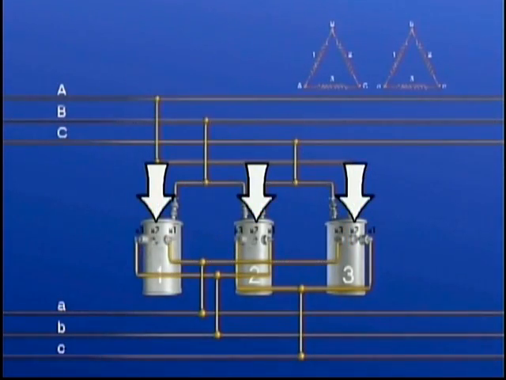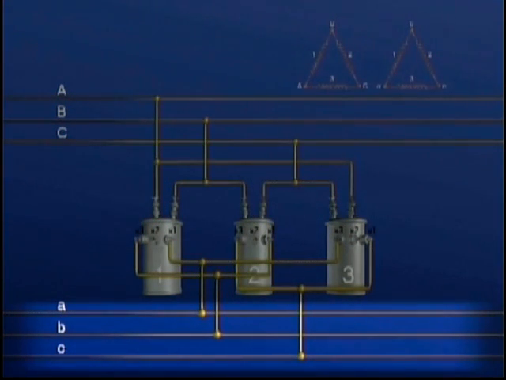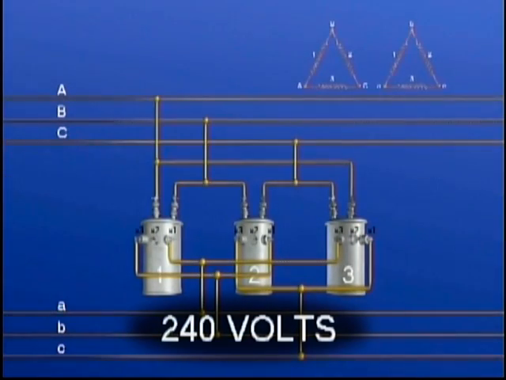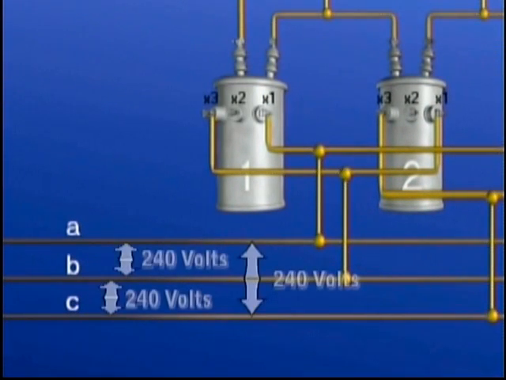You'll notice that no connection has been made to any of the X2 bushings in this bank. This means that in this example, each secondary line is being supplied with the full rated voltage of each secondary winding. The rated output of each of these units is 240 volts. Therefore, connections between any two of the secondary lines will supply 240 volts to a secondary load. This is sometimes referred to as a straight power bank. Its primary use is for industrial and commercial customers with large three-phase power requirements.